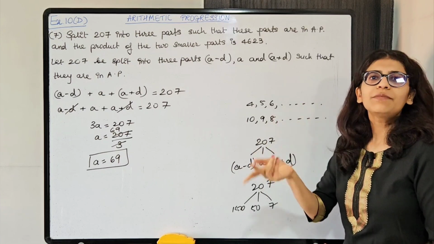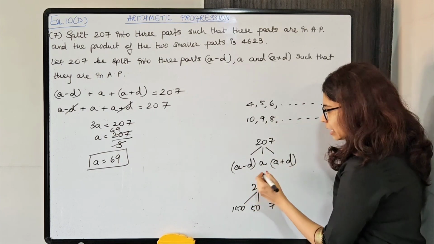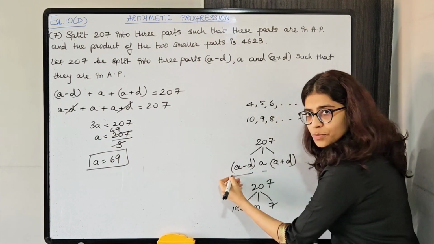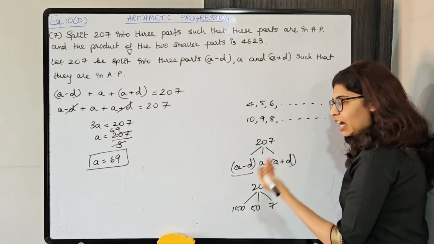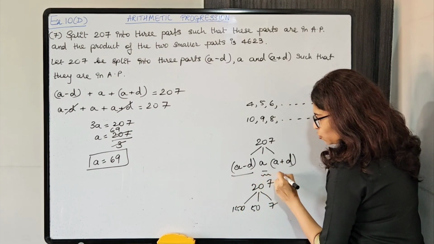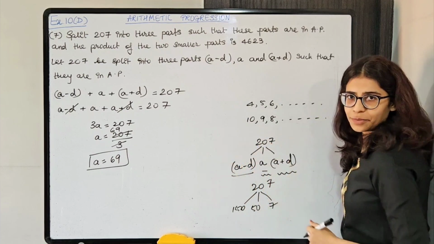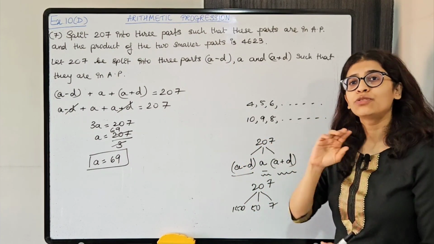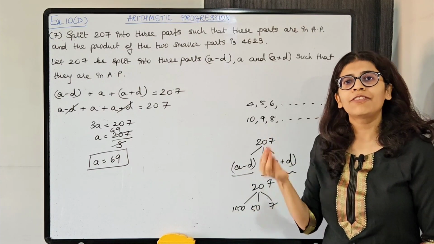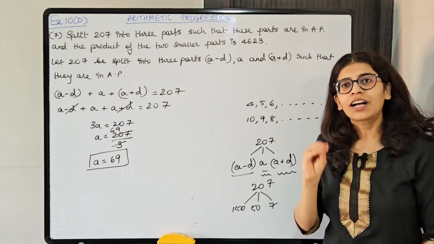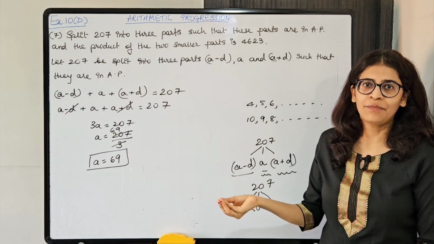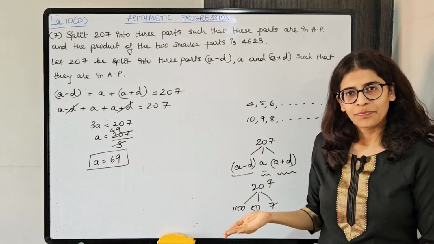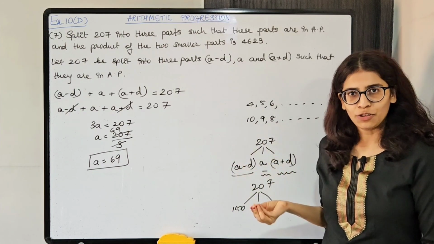So दो possibilities है. These two are smaller terms and this is greater, या फिर these two are smaller and this is greater. Okay, so 2 possibilities are there. We are going to consider both the possibilities and find out the value of D. तो यहाँ पे भी D का 2 values मिलेगा and we'll get 2 APs. Okay, so let us see what will be the value of D.